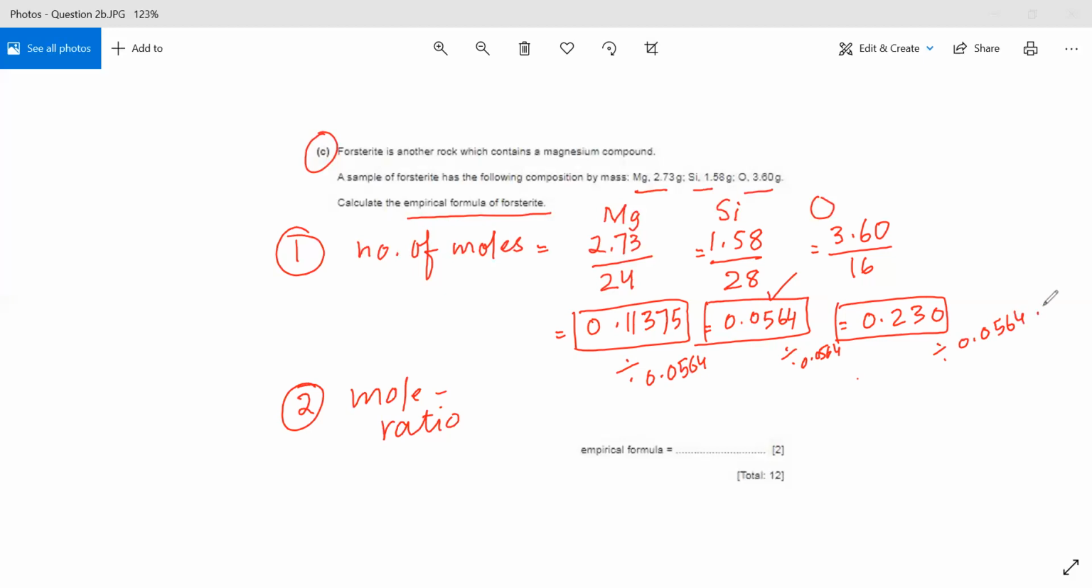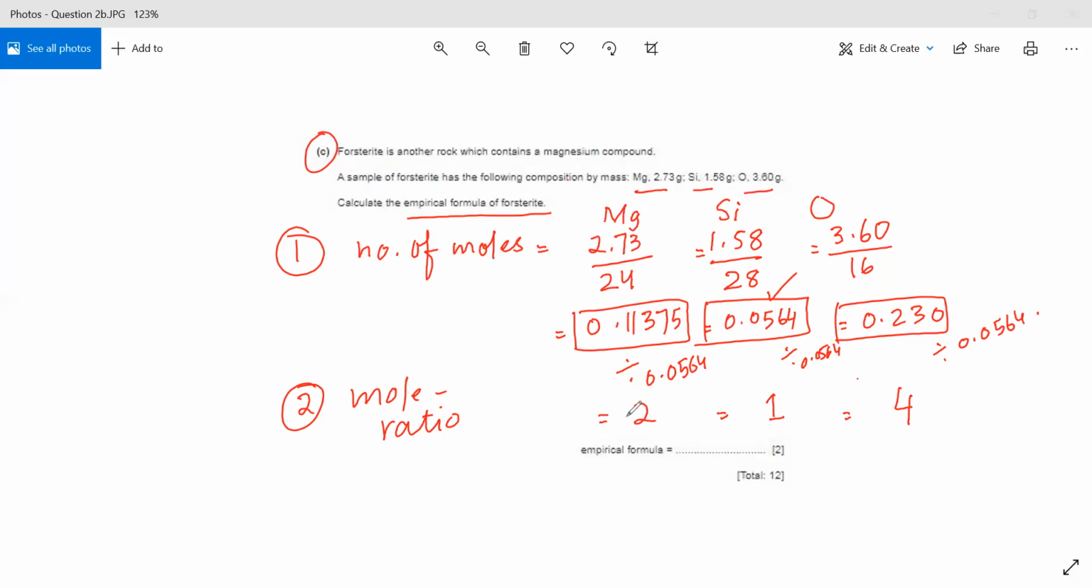Now this one will also be 0.0564. So for magnesium, how much will it be? Let's do our calculation. 0.11375 divided by 0.0564. What do you get? You get 2.01, so it means you can take 2. Okay, so here, the same number is being divided, so it will be 1. And here, 0.230 divided by 0.0564 will give you 4.07. So it means you can take 4.